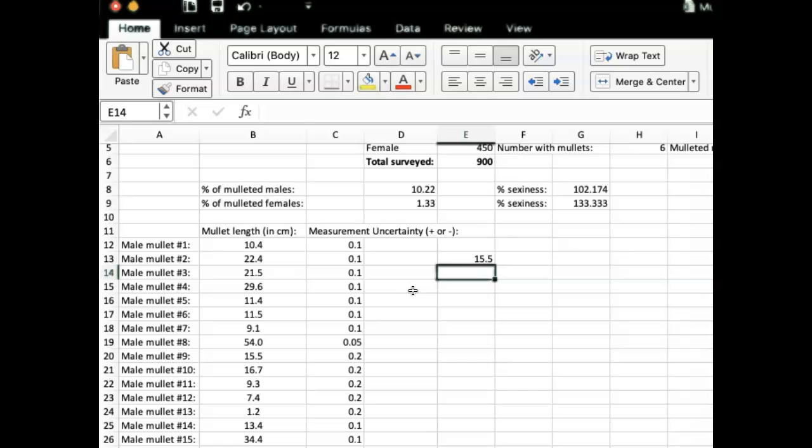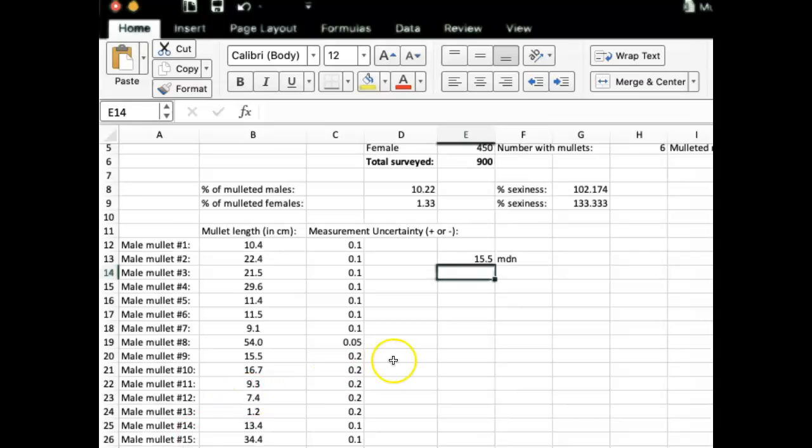So it turns out if I were to take all these values and list them off, lowest to highest, our median is right there, and let's put the abbreviation next to it, right there. So 15.5 centimeters would be the median mullet length in our study. I can hear you all screaming for more things to do in Microsoft Excel, so let's keep going.